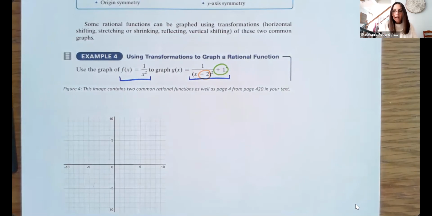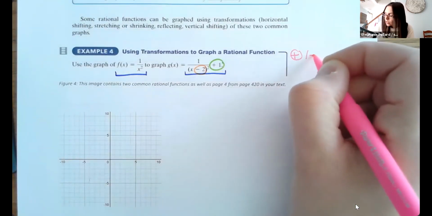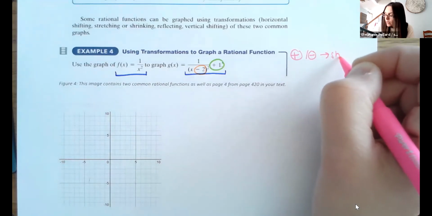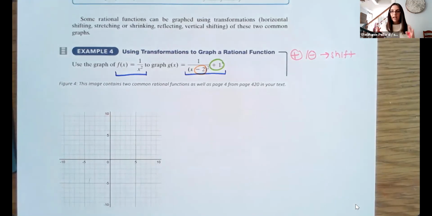And I know it's been a while, but you want to remember that anytime you have addition or subtraction changes, these are always some kind of shift. So we're shifting the graph up, down, left, or right. These are the easiest ones. So we're not actually stretching it or squishing it or flipping it or anything like that in this particular example.